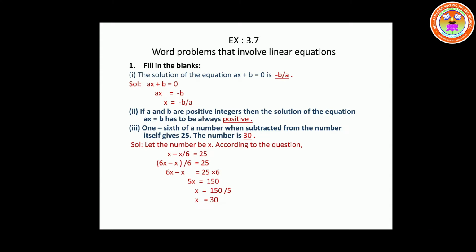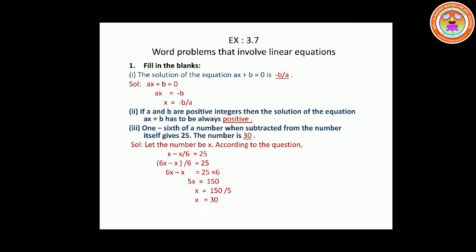So to find the solution of the equation, I need to find the value of x. The first step is to take the constant term to the right hand side. So plus b, when I transpose it to the other side, becomes minus b, and you have ax equal to minus b. To find the value of x, now transpose a to the other side, so the solution is x is equal to minus b by a. So that is the answer.